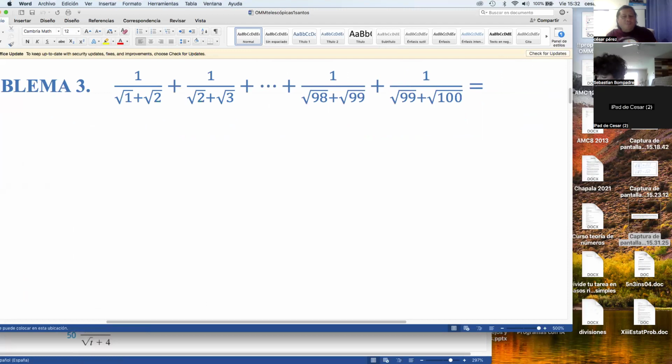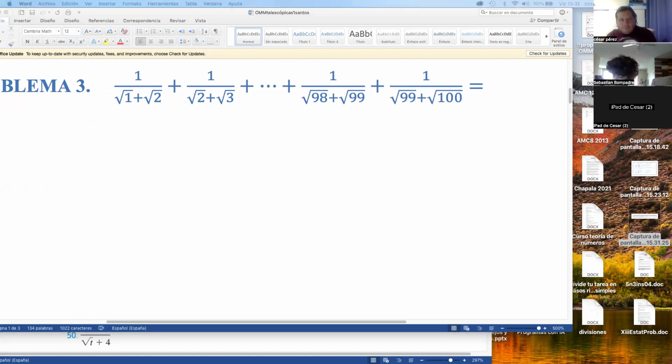Do you need some help? So I know that one over the square root of a plus the square root of b equals the square root of a minus b. Okay. Or for this problem. Okay.